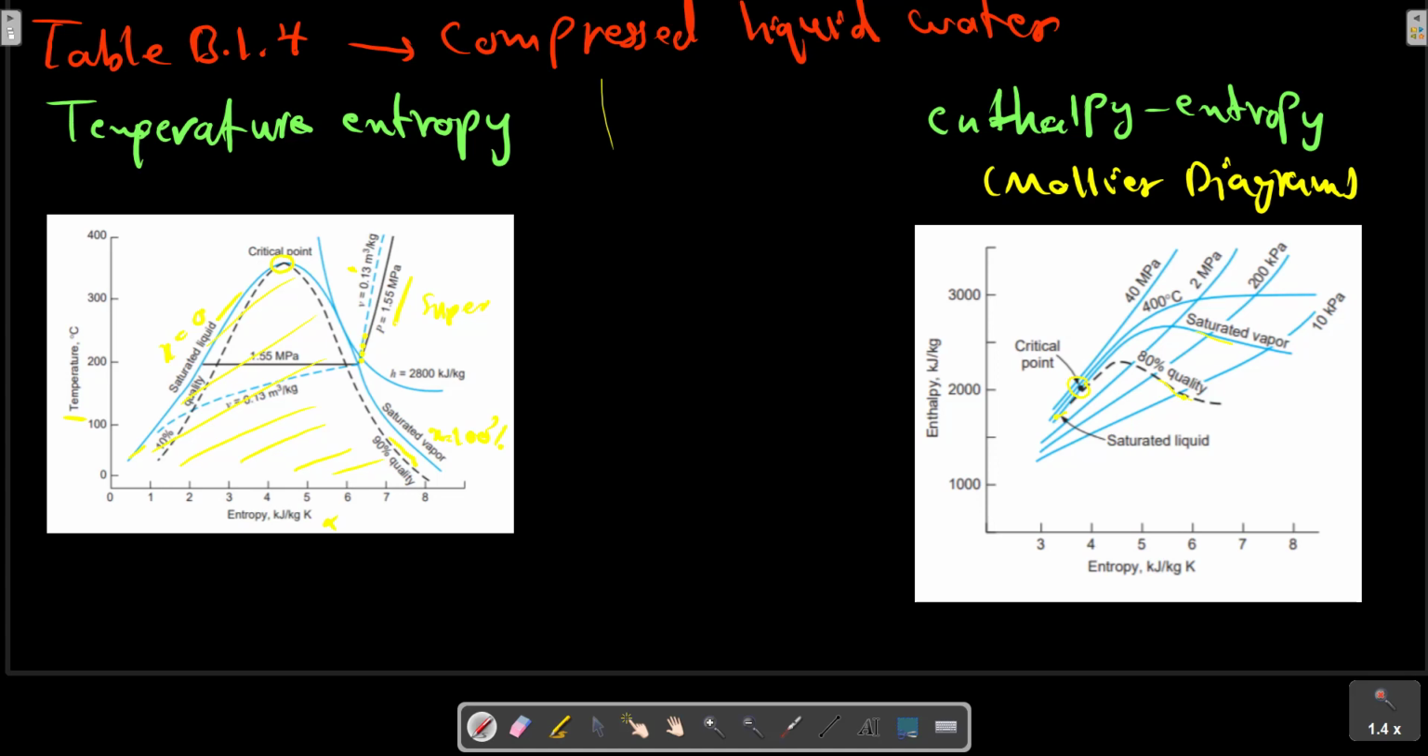For most substances, the difference in the entropy of a compressed liquid and a saturated liquid at the same temperature is so small that the process in which liquid is heated at constant pressure nearly coincides with the saturated liquid line until the saturation temperature is reached. Consider these two pictures. If water at 10 megapascal is heated from 0 degrees centigrade to the saturation temperature, it would be shown by the line ABD.